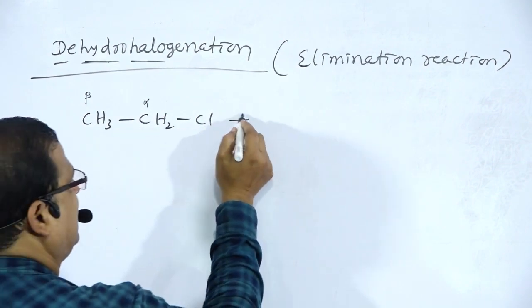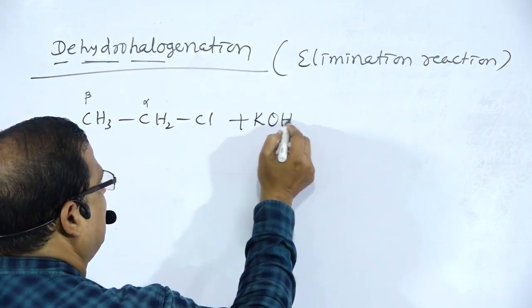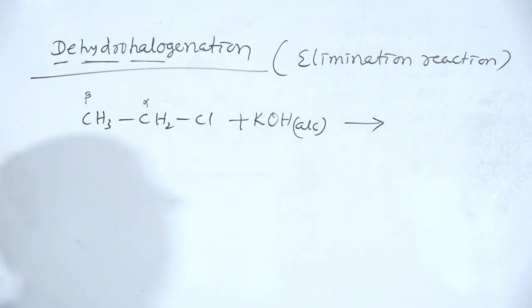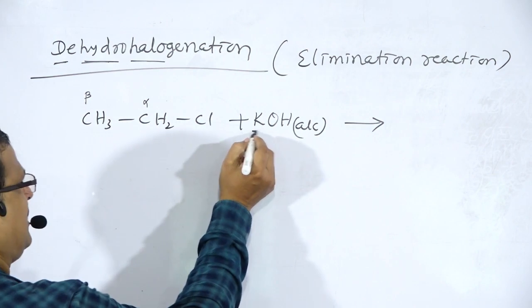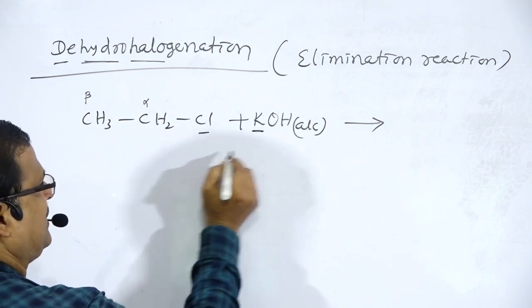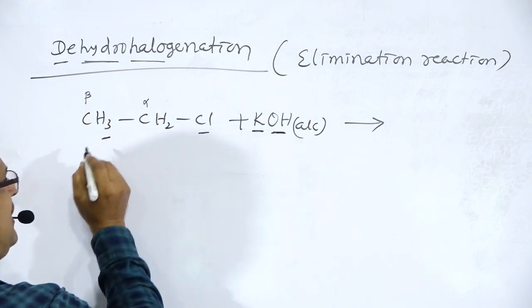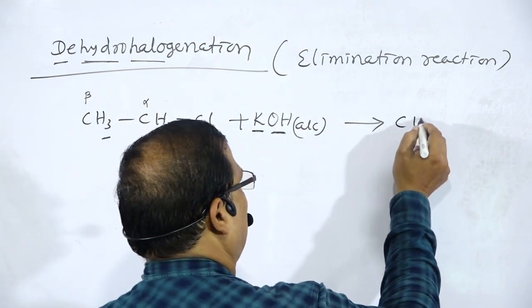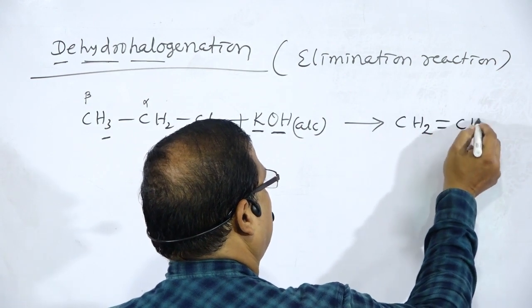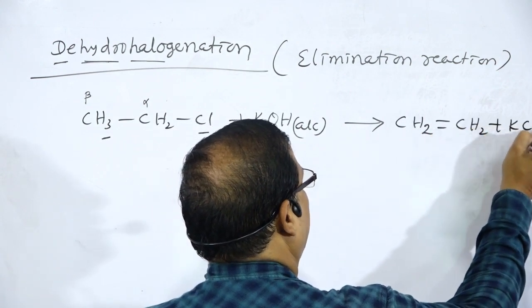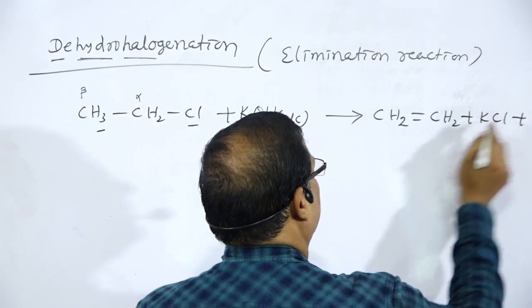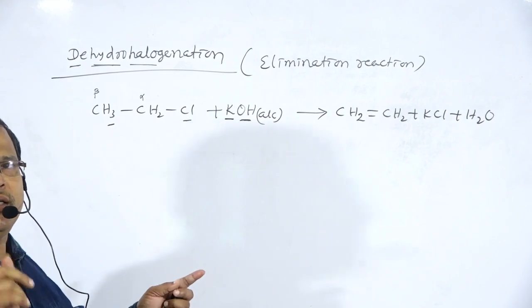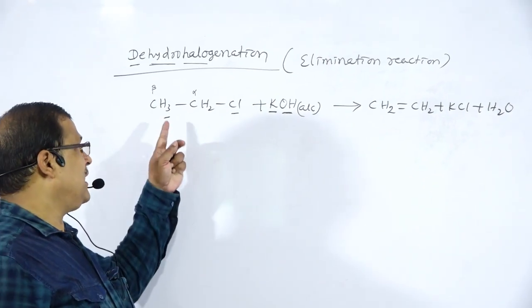So that has been treated with alcoholic KOH. The K part and Cl part are removed in the form of KCl. The OH part and H part are removed in the form of water. So there is the formation of CH2=CH2 plus KCl plus water. So there is the formation of an alkene, and this process is known as dehydrohalogenation, that is removal of hydrogen and halogen.